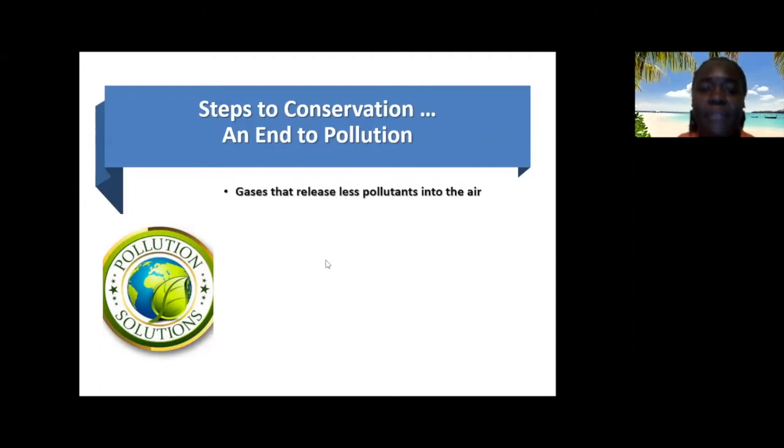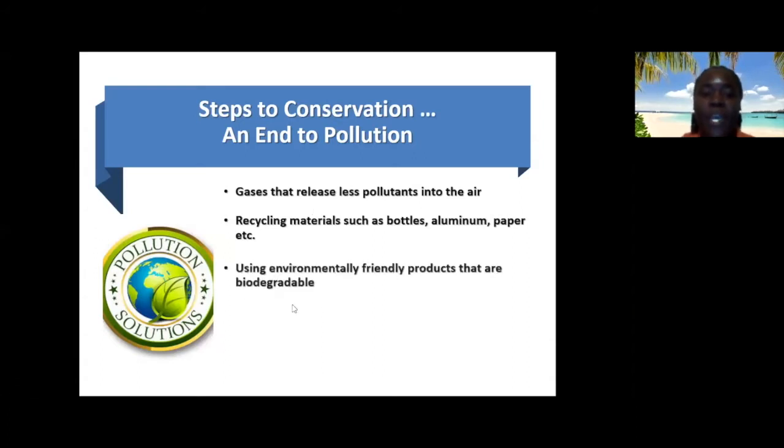Then we have recycling materials such as bottles, aluminum, paper, and so forth. All right, you notice some homes might have about 3 different barrels. I know they do it a lot in foreign, where they have a plastic, glass, and so forth. They have the different bins, so they're trying to aid in that process of recycling. Using environmentally friendly products that are biodegradable.